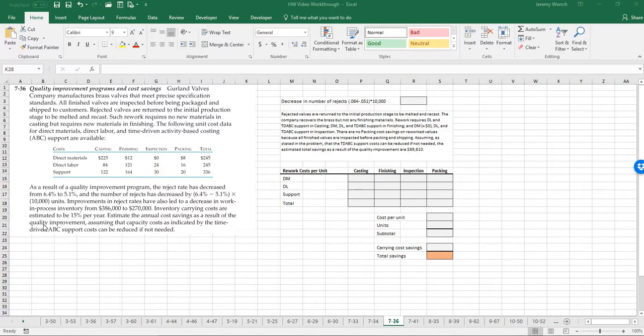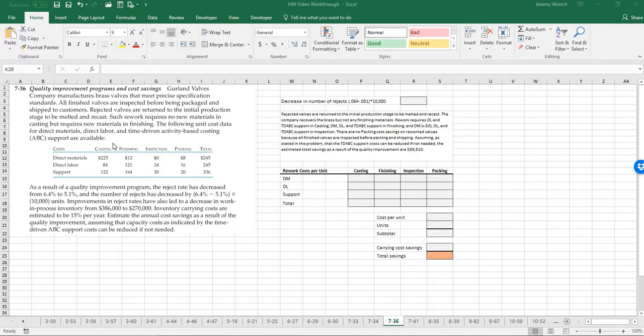Alright, so problem 736, we're going to look at the value of quality improvement programs. In this problem, we have a company that makes valves, and they implemented a quality improvement process. They produce valves, and all the valves are inspected before they're packaged.